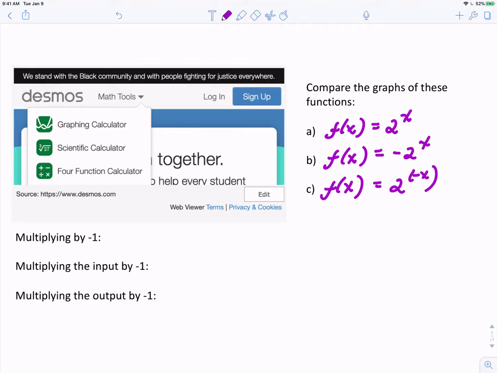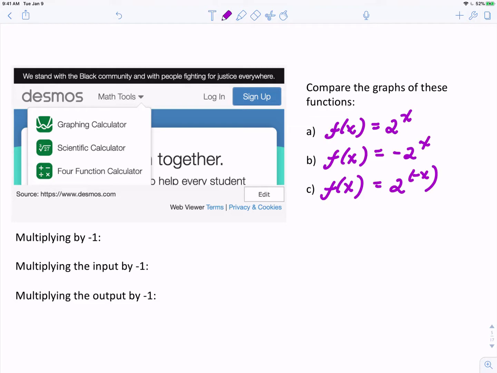In this next section, we're going to take a look at what happens when you multiply a function by a constant. In the last section, we looked at adding and subtracting constants, and in this section, we're going to take a look at multiplying. And the first thing we're going to take a look at is what happens when we multiply by -1.